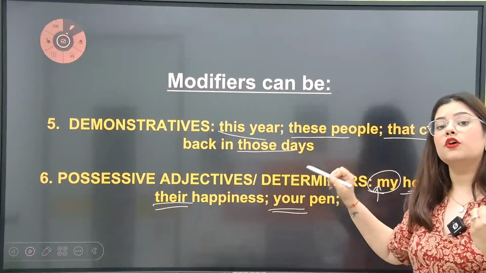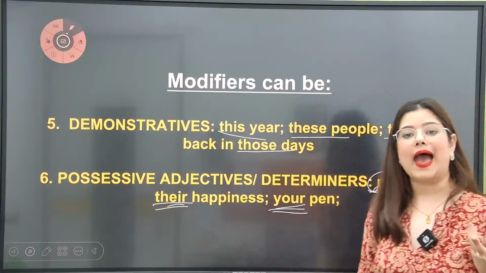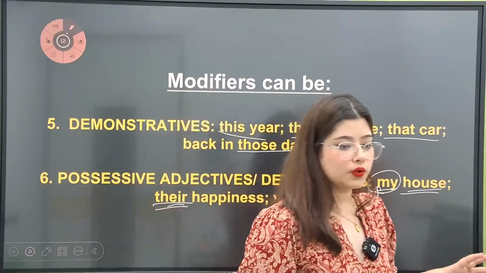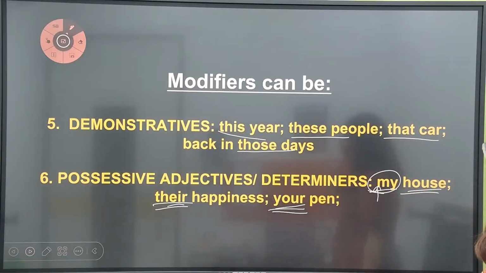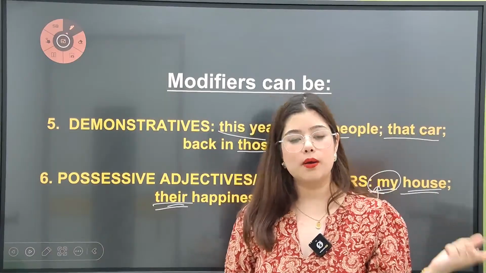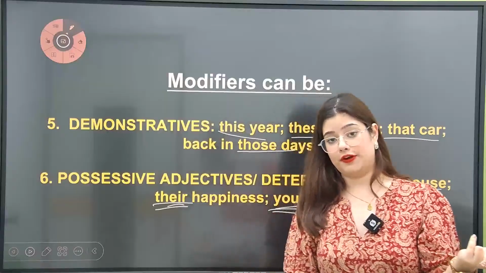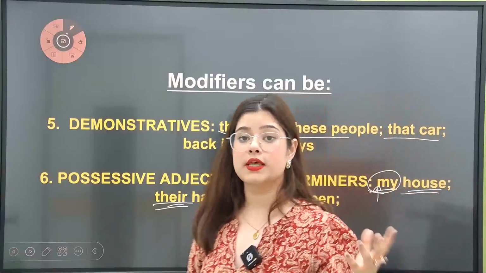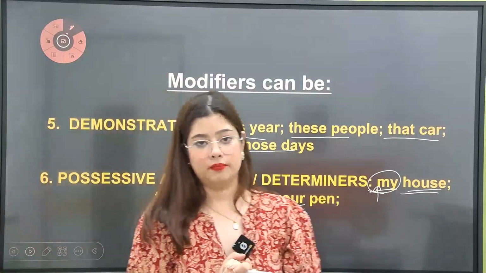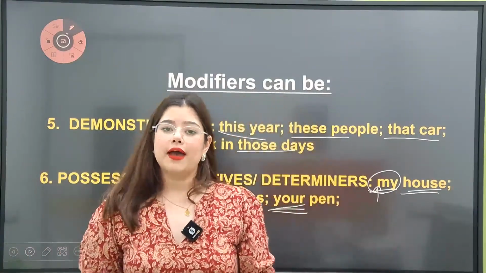Possession is being shown. So here, my, their, your act as modifiers, right? So long story short, a modifier could be an adjective, it could be an adverb, it could be a phrase, it could be a prepositional phrase, it could be a clause, it could be a demonstrative, or it could be a determiner, right? तो ये तो बात हो गई modifiers की.